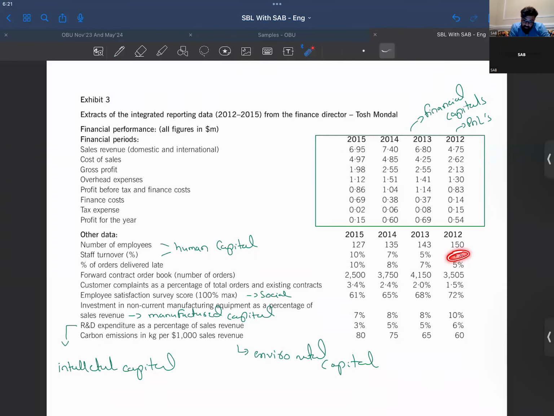Similarly, staff turnover was 4%. Now, high human capital seems depleting. So this is how you need to comment on it, right?